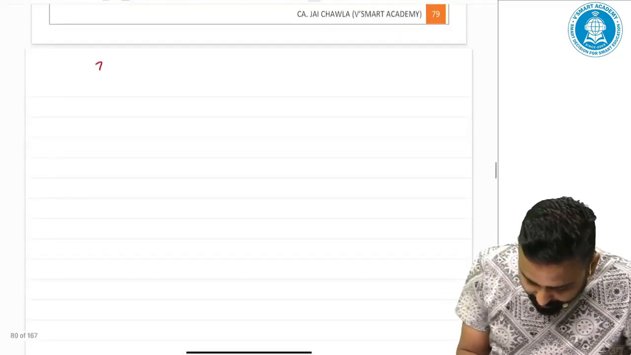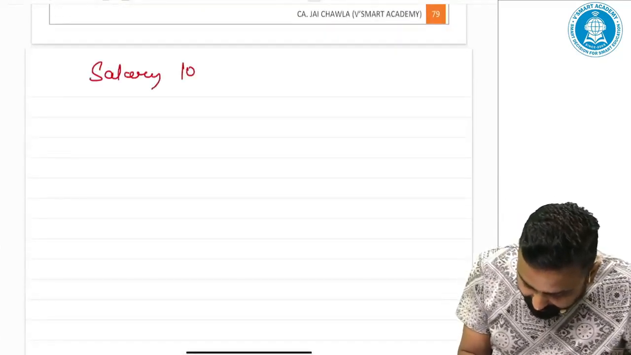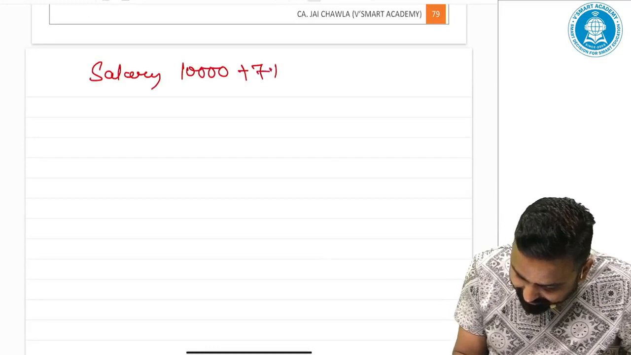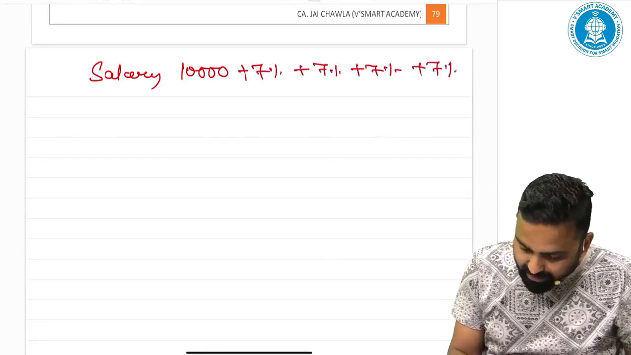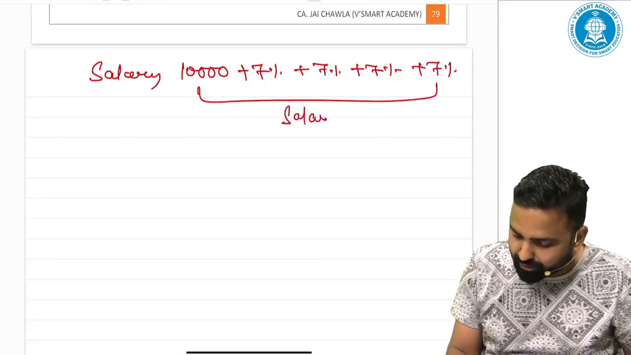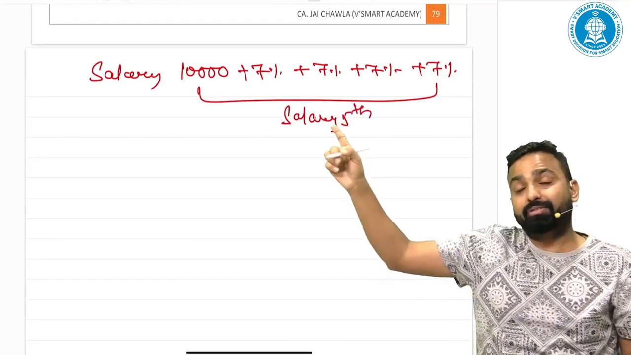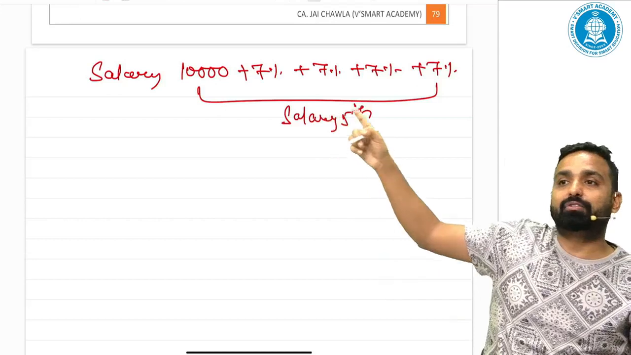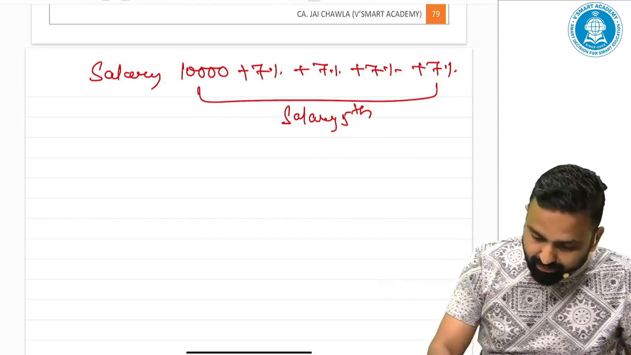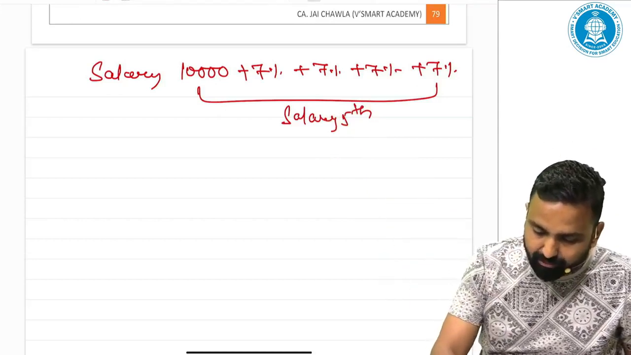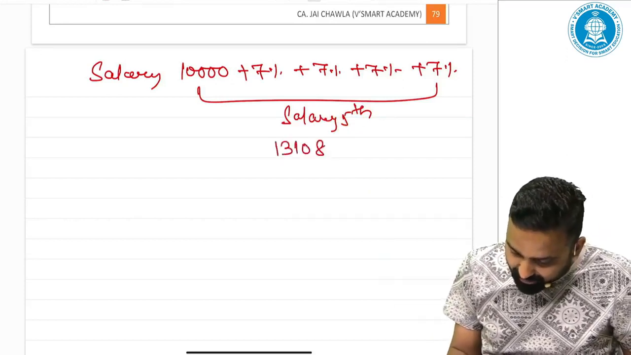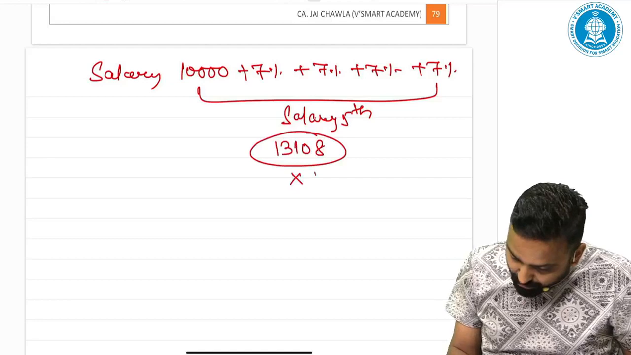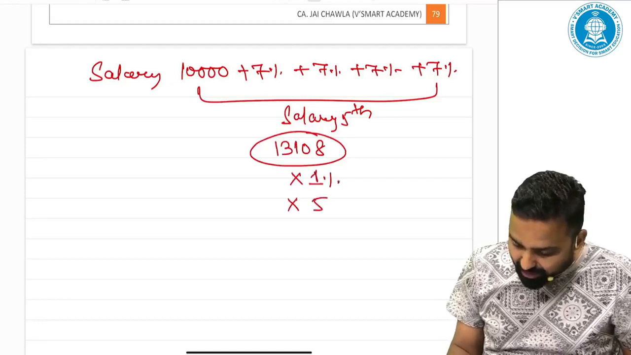What would the salary be? The salary would be 10,000 in the first year, then plus 7%, plus 7%, plus 7%, and plus 7%. That is the salary for the fifth year. What will be the final salary? 1% of the final salary will be counted. So 10,000 plus 7%, plus 7%, plus 7%, plus 7% is 13,108. The final salary into 1% will be the benefit for each year of service.